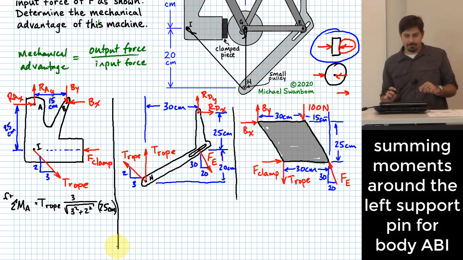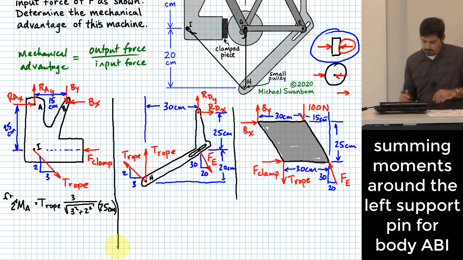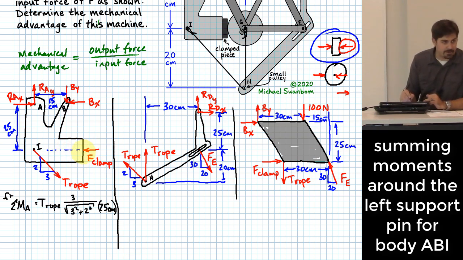Okay, what's another one? Okay, F clamp, someone says. So I've got a clockwise effect happening from F clamp, so I'm going to take that as a negative. And what's the length that should be multiplied by? 25 centimeters again, right?